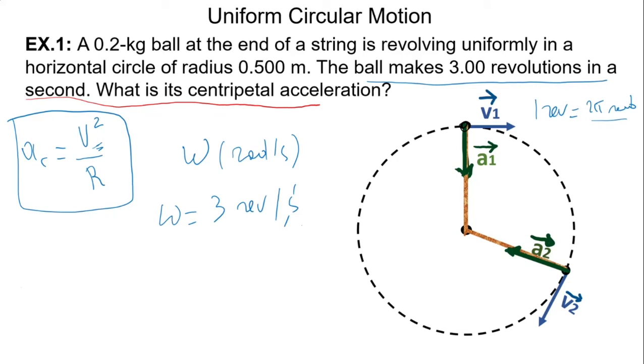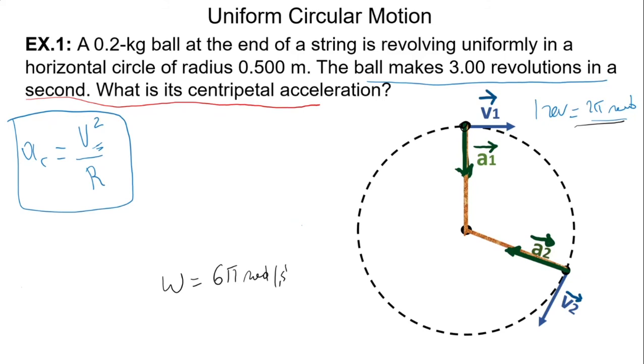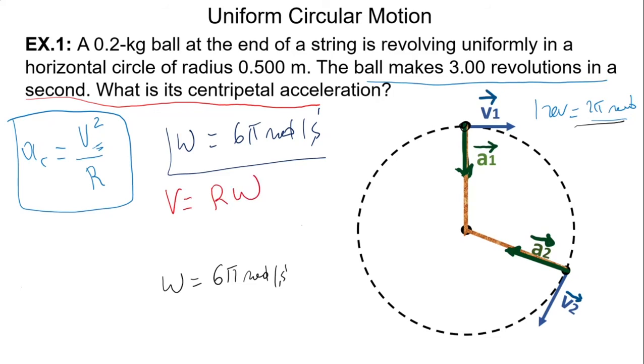So let's find omega in radians per second. We said omega is 3 revolutions, 3 times 2 pi radians. This revolution is replaced by 2 pi radians per second. So omega will be 6 pi radians per second. So we found omega. Now let's put omega here. Omega is 6 pi radians per second. We need to find the linear speed. We said the linear speed by definition is r omega.